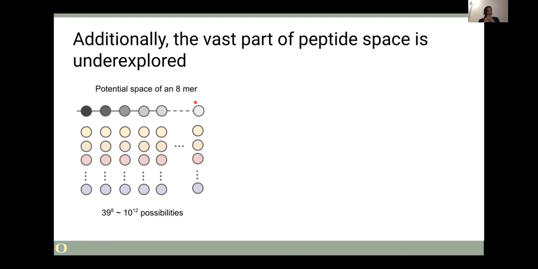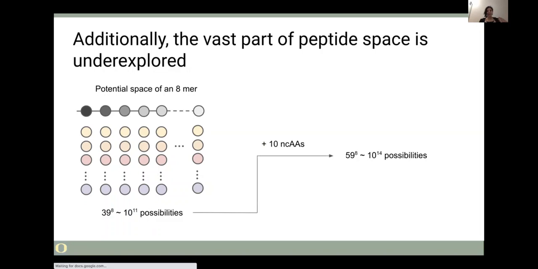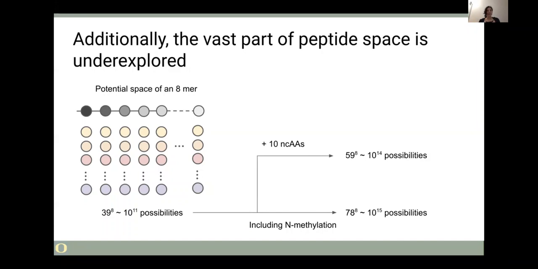I'm showing you a potential space of an 8-mer that's built out of L and D amino acids. And you can see it's very quickly hitting 10 to the 12 possibilities. And if you think about the mRNA libraries, they're usually 12-mers, so much, much bigger. And this space can rapidly grow, right? You can use unnatural amino acids or non-canonical amino acids. And by just adding 10 unnatural amino acids, this space gets to 10 to the 14. If you add N-methylations also, you have 10 to the 15 possibilities. So the space is huge. The largest libraries we can build are 10 to the 14, assuming everything goes well in your library production, right?